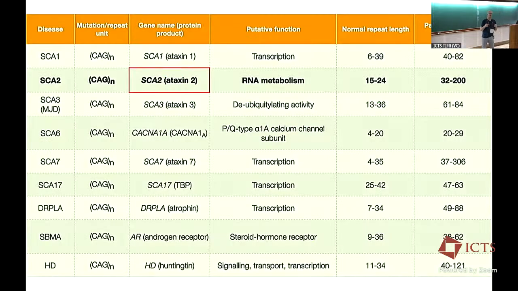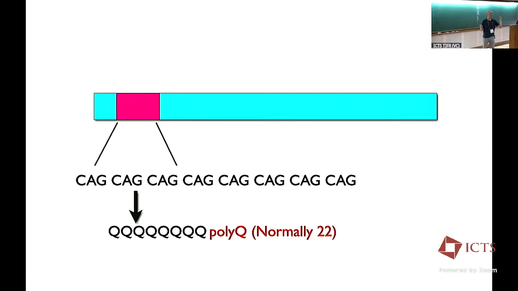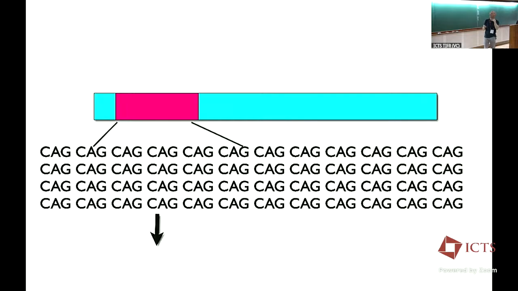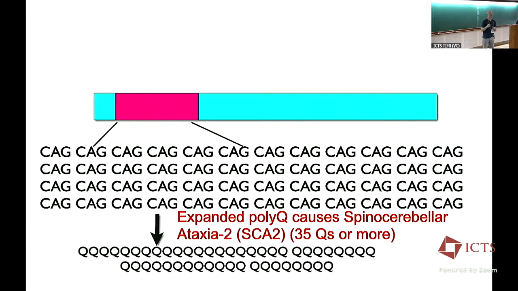So that got us thinking about the ataxin-2 gene. It's a polyglutamine disease gene. What that means is that in the protein, there's a polyglutamine domain encoded by CAG, that encodes glutamine, abbreviated Q or poly-Q. And there's always 22 of these, sometimes 23. If it gets expanded to greater than 34, it causes this disease, spinocerebellar ataxia 2.